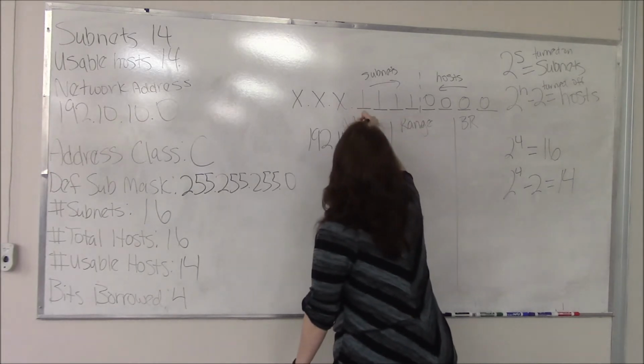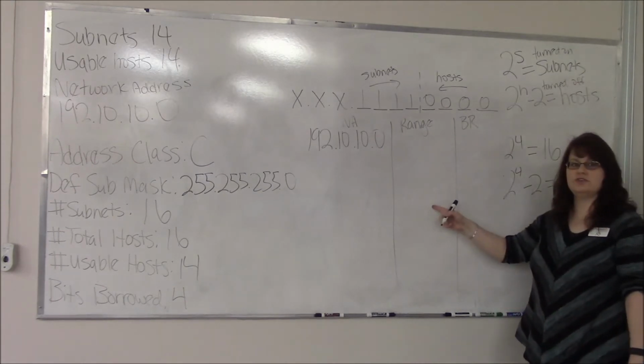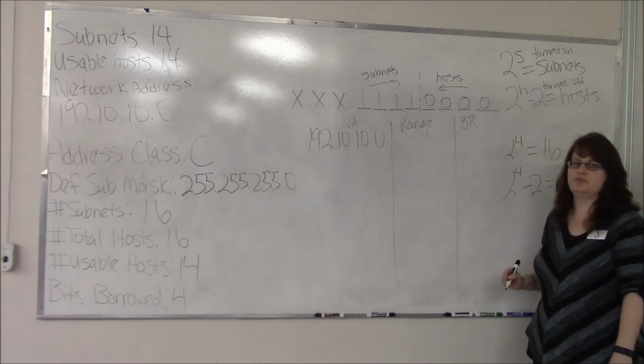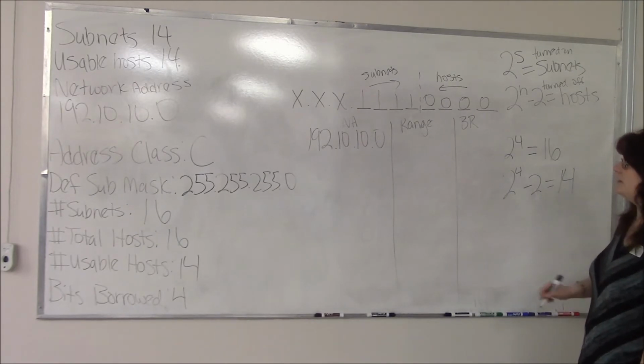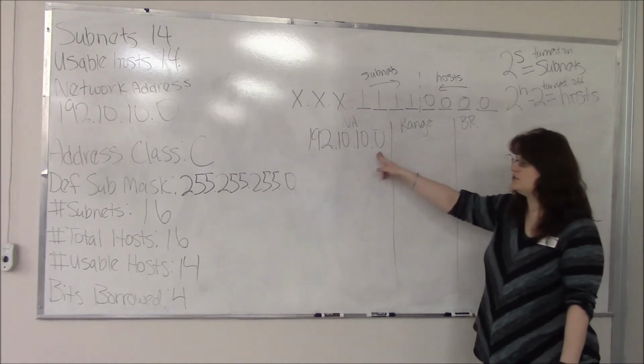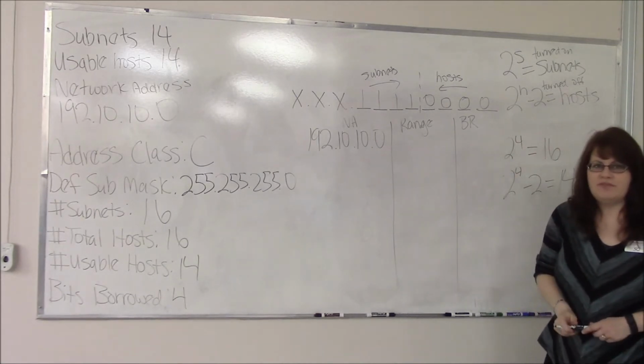So there's 3 parts to that: the network address, the usable range in the middle, and the broadcast address. Okay, so I'm going to start with the first network, which is the 0. How do I figure out what my increment value is?